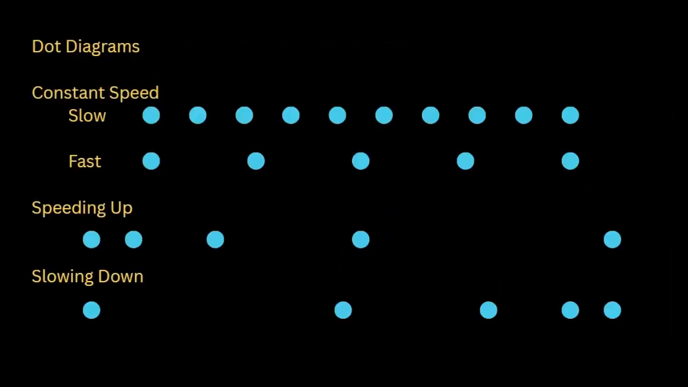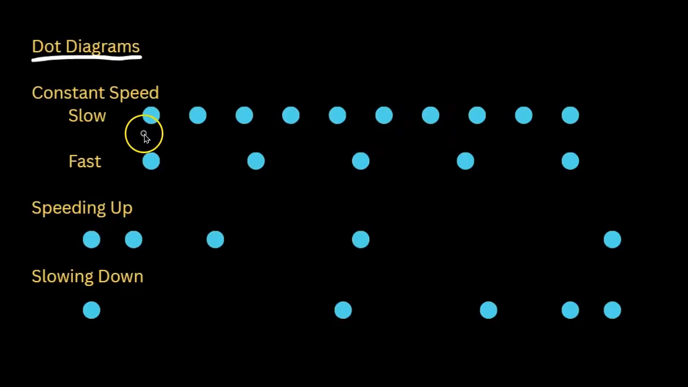Besides graphs and equations, are there other ways to represent motion? And the answer is yes. And one of those ways is called dot diagrams. I'd like you to imagine a car that had an oil leak. Hopefully your car doesn't have an oil leak. But imagine that this car has an oil leak and it's just dripping on the ground at a constant rate every second.